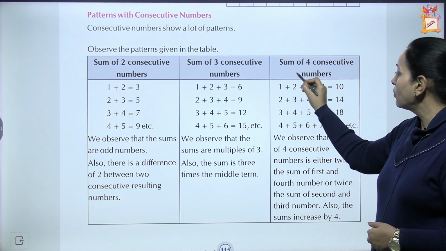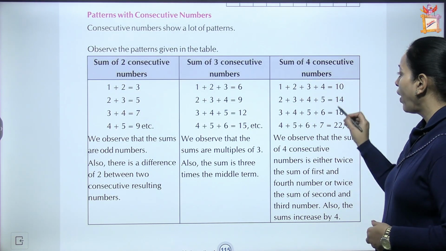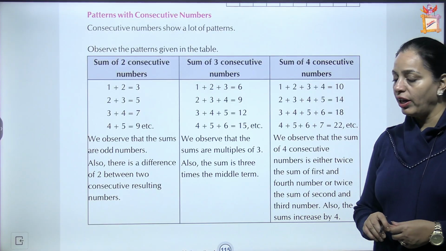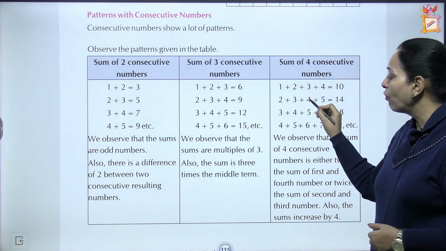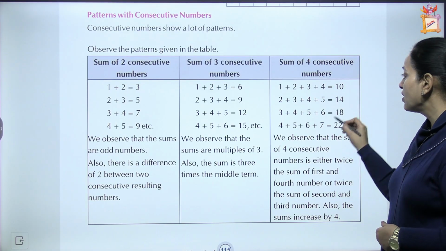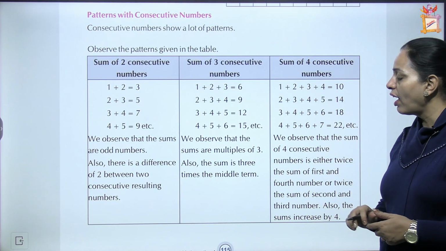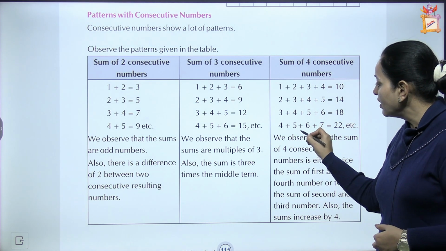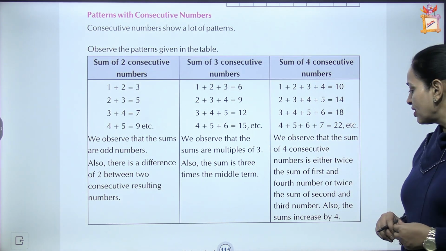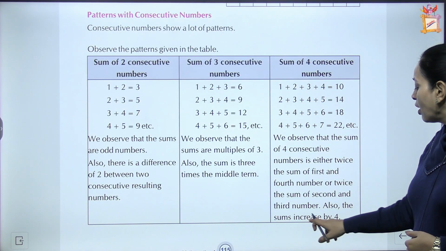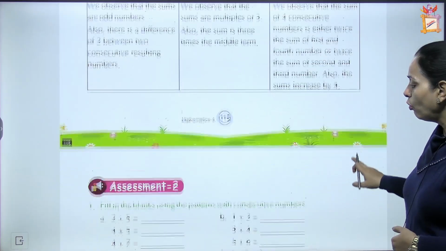See, 1 plus 4, first and last, 1 plus 4 is 5, double of 5 is 10. Okay. और हम ऐसे भी ले सकते हैं second and third. 3 plus 4 is 7, 2 7s are 14, 3 plus 6 is 9, 9 2s are 18, 5 and 6 is 11, 11 2s are 22. So very interesting. Now also the sums increase by 4 और उनमें difference कितना है, 4 का.